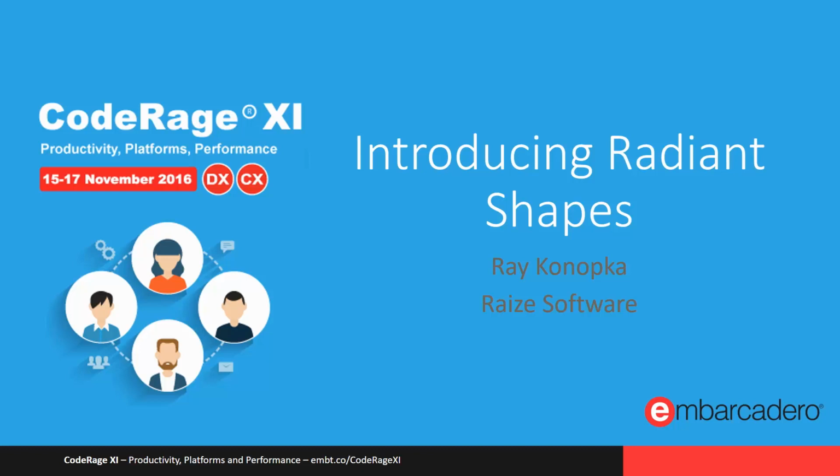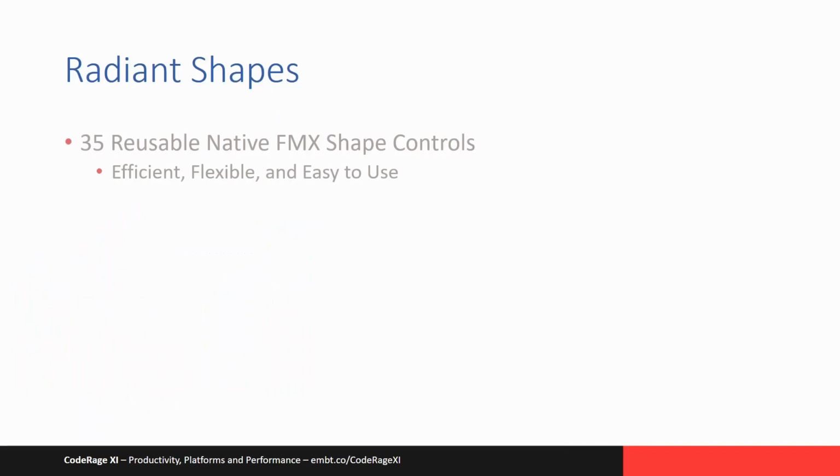My name is Ray Konopka with Raize Software, and today I'm introducing Radiant Shapes. Radiant Shapes is a library of 35 reusable FMX controls, all based around shapes. They're highly efficient, very flexible, and of course, easy to use.